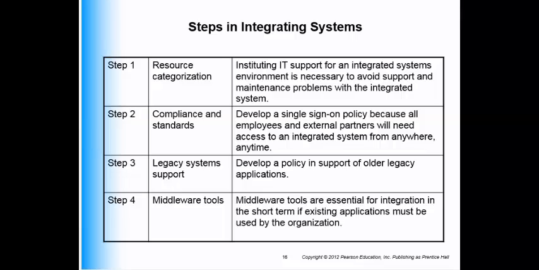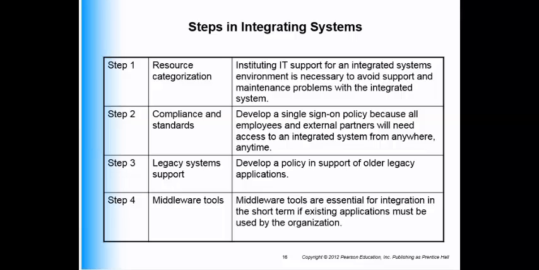So what are the steps that we should take in order to integrate systems within the organization? The very first step is understanding what kind of systems do you currently have within the organization. So that's what we call resource categorization. Coming up with a list of systems that you have within the organization. Now, the categorization can be done in several ways. You can do them by vendor, or you can do them by type, or actually both. So by vendor and type.